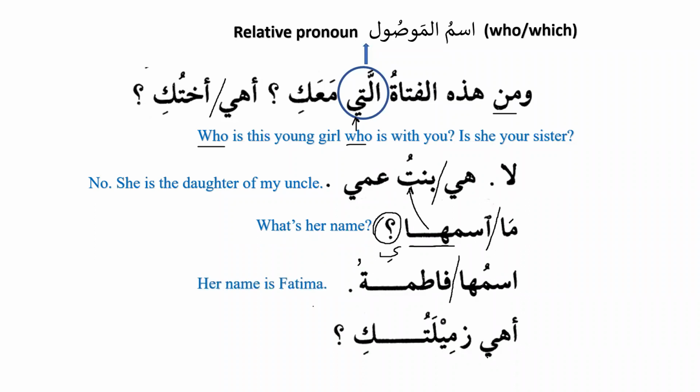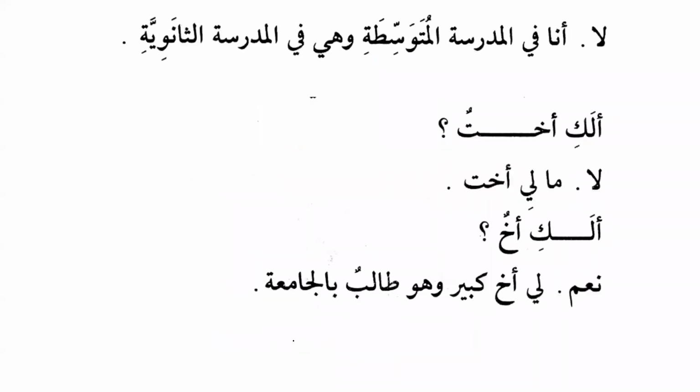Ahiya zamilatuki. Is she your classmate? So again, it's a very simple sentence. Hamzatul istifham, that is used to ask a question, and we know that after this the question will be either yes or no. Zamilatuki, as we know, is mudaf ilayh, because all the attached pronouns are used as mudaf ilayh. So is she your classmate?